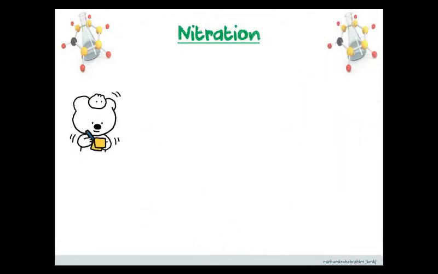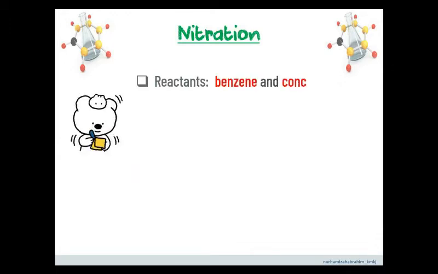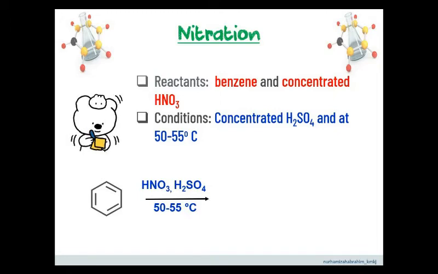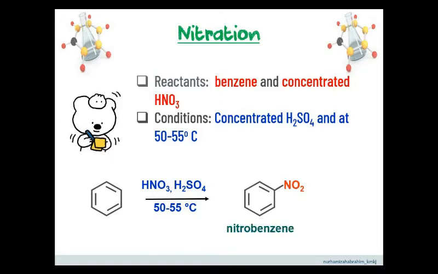The next reaction of benzene is nitration. The reactant needed is concentrated nitric acid, under the condition of concentrated sulfuric acid, at between 50 to 55 degrees Celsius. For example, when benzene reacts with concentrated nitric acid in concentrated sulfuric acid at 50 to 55 degrees Celsius, the product formed is nitrobenzene, where one hydrogen from benzene is substituted with the nitro group from nitric acid, with water as byproduct.